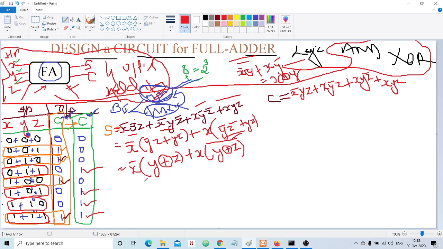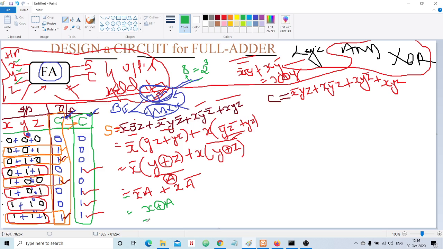Okay, whole bar. Now I will call this capital A. Then it will become x bar A plus x A bar. Correct? So I am calling y exclusive OR z as A, and here y exclusive OR z bar is there, so it will become x bar. Correct? Now can you look at this? x bar A plus x A bar is nothing but x bar y plus x y bar, which is given by x exclusive OR y. Hence it can be written as x exclusive OR A.